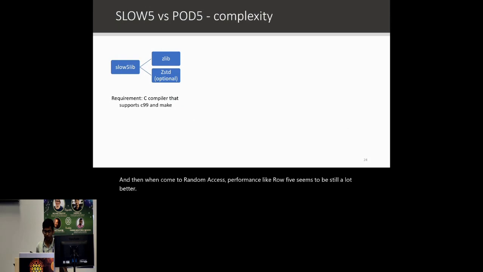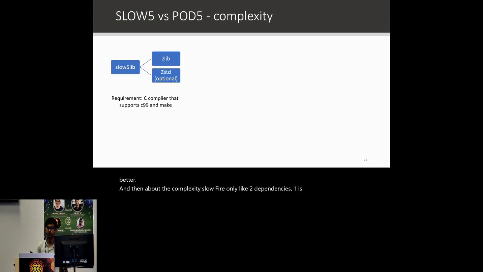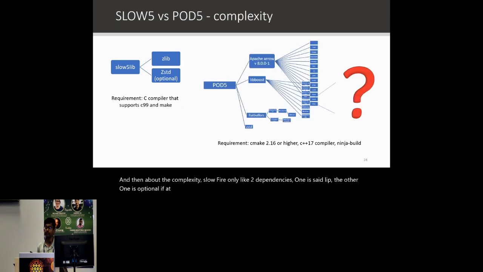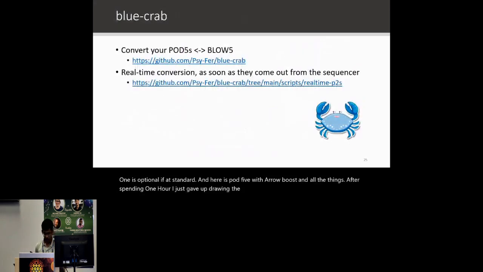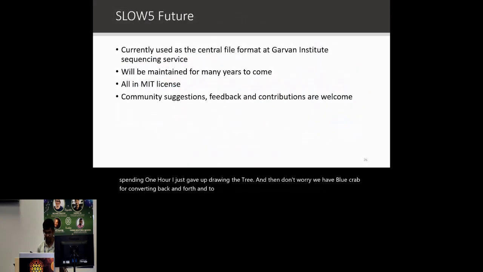And then about the complexity, slow5 has only 2 dependencies. One is zlib, the other one is optional, Zstandard. And here is POD5 with Arrow, Boost, and all the things. After spending 1 hour, I just gave up drawing the tree. And then don't worry, we have blue-crab for converting back and forth and to do real-time conversion as well.